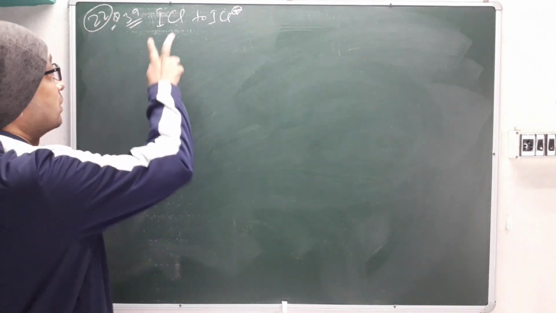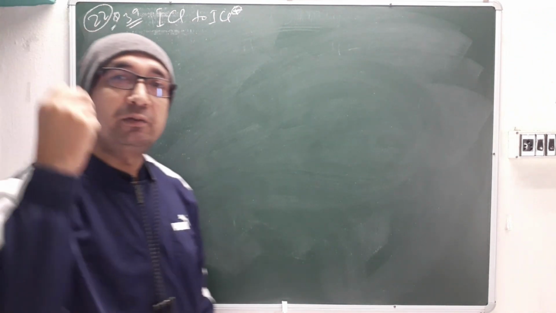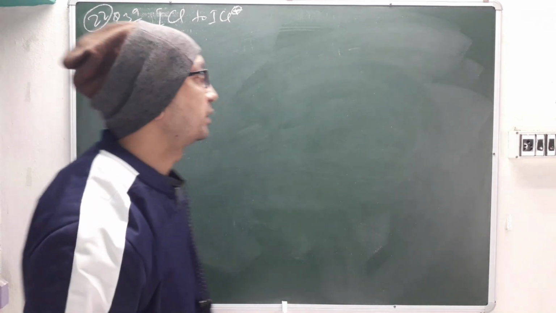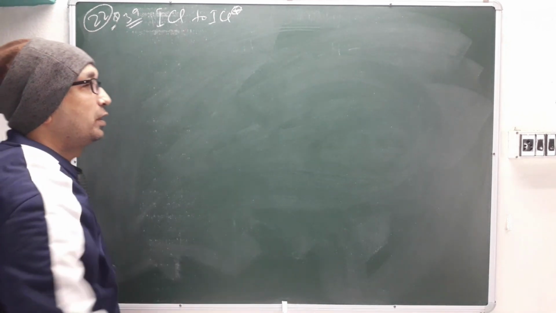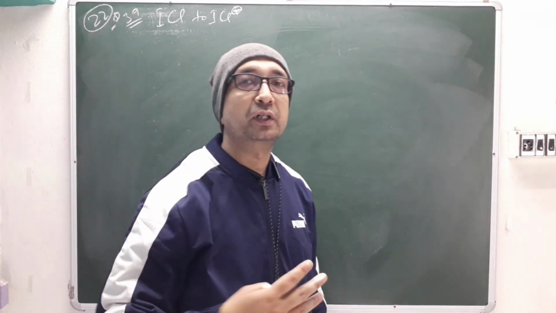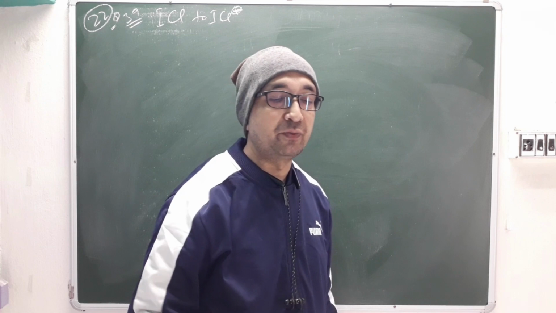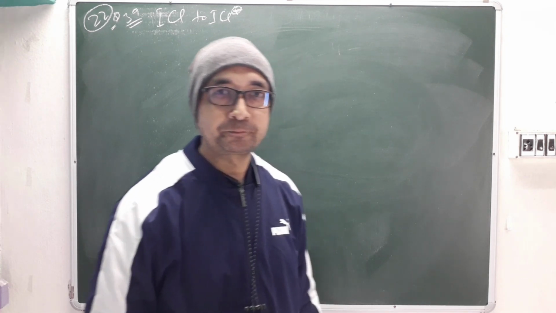Just we will draw the MO diagram for this. Everything will be clear, right? If you are able to draw the MO diagram, everything will be clearer. So in this, iodine and chlorine, which one will be more electronegative? Which one has more electronegativity? Just tell me.